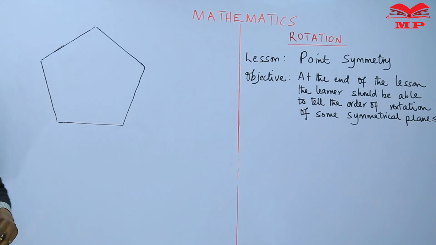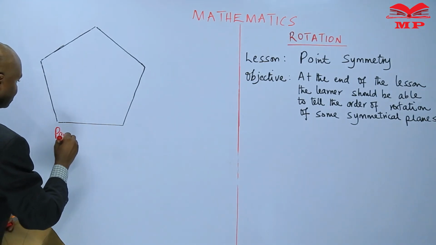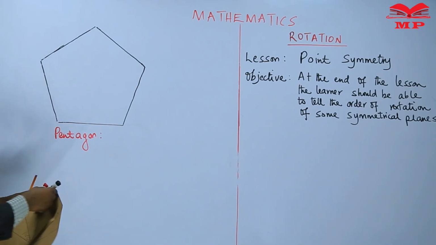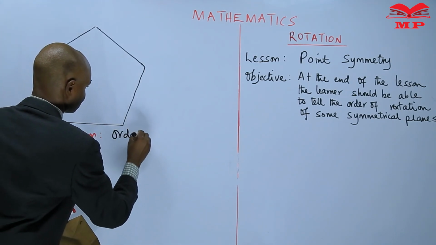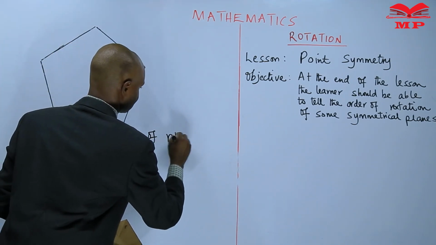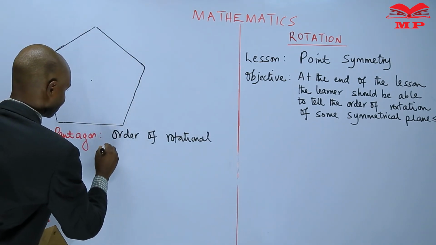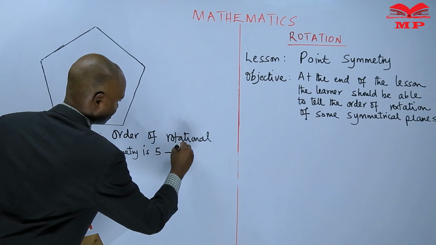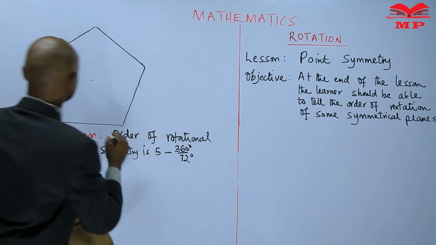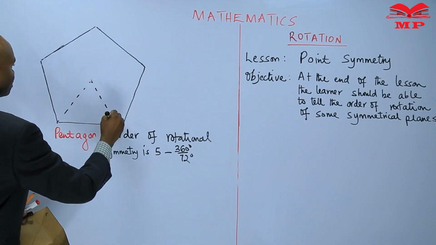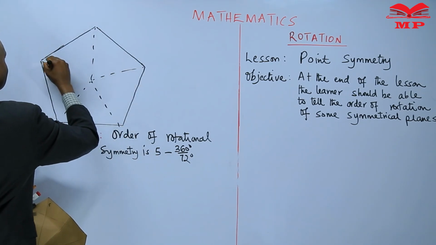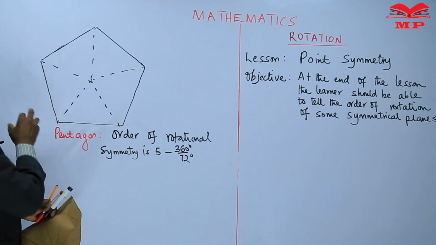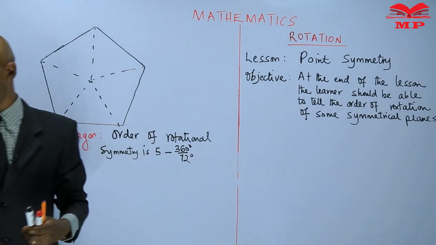So if we have that pentagon, for our case here, the order of rotational symmetry is 5. How do we get 5? It is actually 360 divided by 72. You'll find that each of those angles to the center is 72 degrees. After 72 degrees, it fits onto itself. So we say the order of rotational symmetry of a pentagon is 5. We can look at another example also.